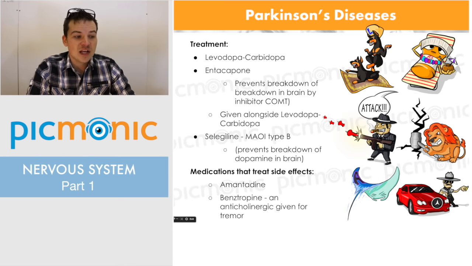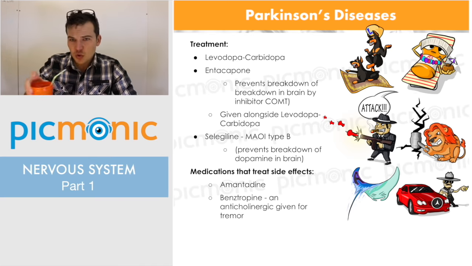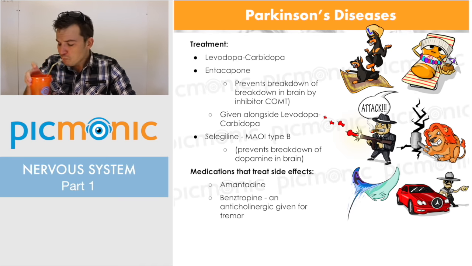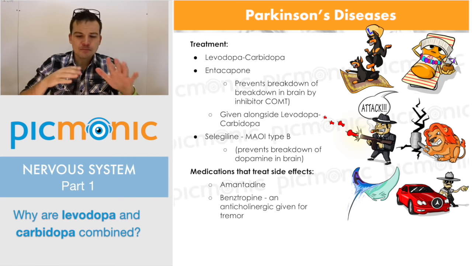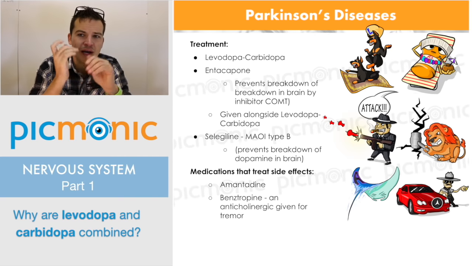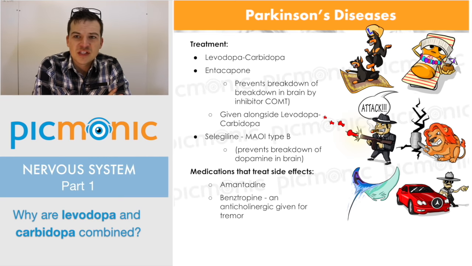And we show it here as this levitating dopamine and this carpet dopamine. So levodopa, carbidopa is one of the treatments for Parkinson's disease. Very important to remember that. Now, why is this a combined drug? Do you know why levodopa is combined with carbidopa? Why would we give two dopas? We're just dopa-dopa-dopaing all over the place over here, right?